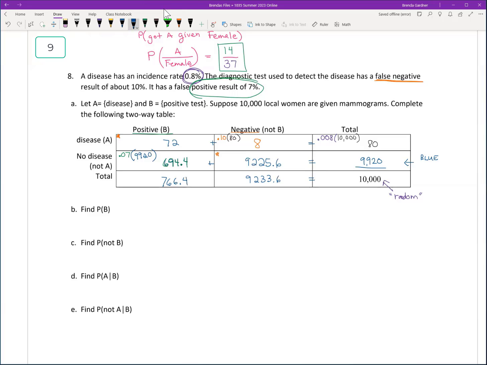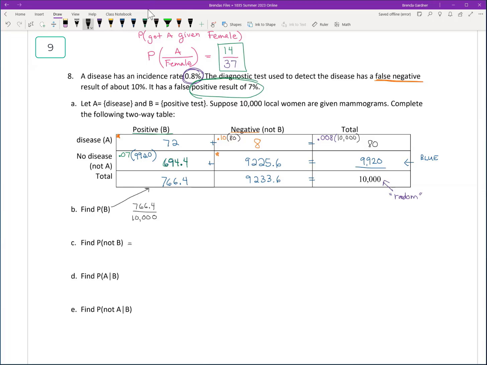Okay. Now comes the questions. Usually for a lot of students, the hardest part is filling out that table correctly. But now let's answer the questions. What's the probability of B? So that would be 766.4 over the 10,000.